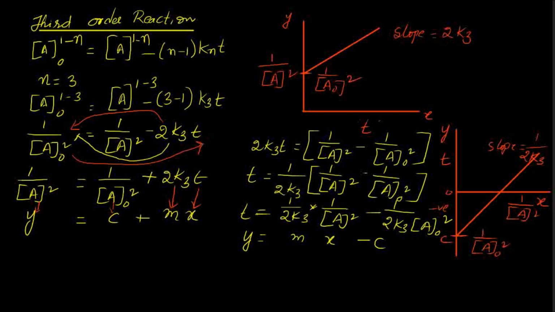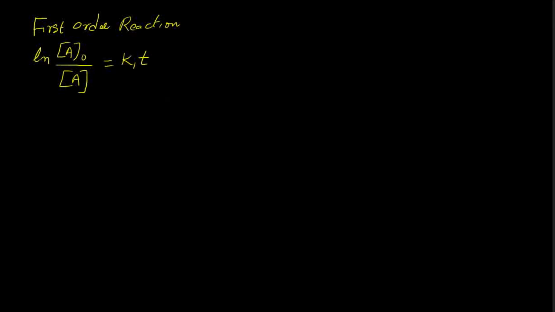So we discussed zero order, second order and third order, except the first order. For the first order, the general formula is not applicable. For a first order reaction, ln a naught by a equals k1t. So this is the logarithmic form of the equation for the first order reaction.